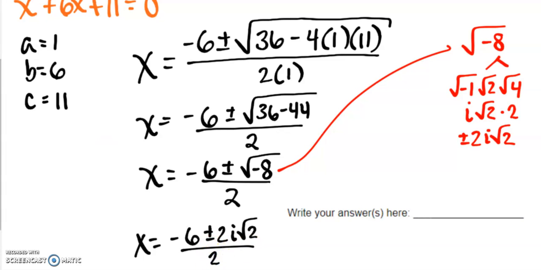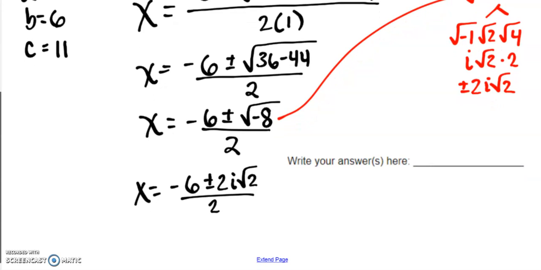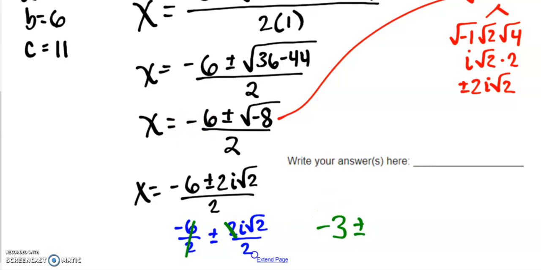There's a couple different ways that you can break this up. I like to just say negative 6 over 2 plus or minus 2i root 2 over 2. So we can see this is going to go down to negative 3. Those 2's are going to cancel. i root 2. This would be a time where if it's not asked to write in intercepts, probably not necessary. x equals negative 3 plus or minus i root 2.